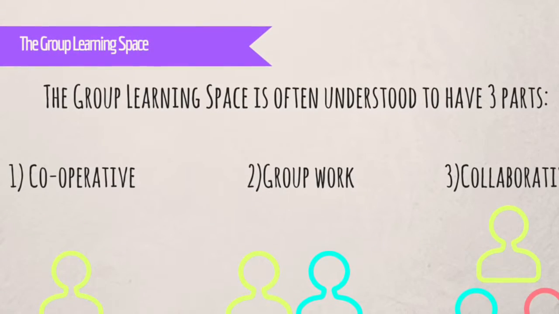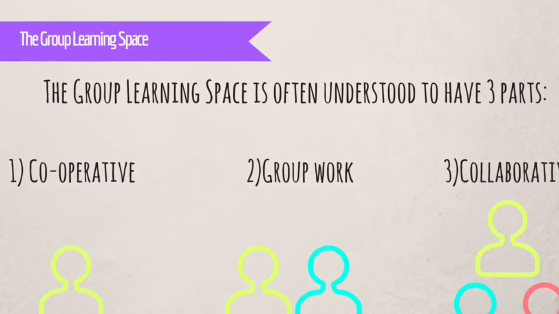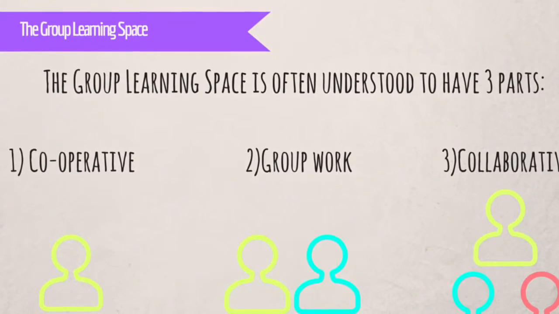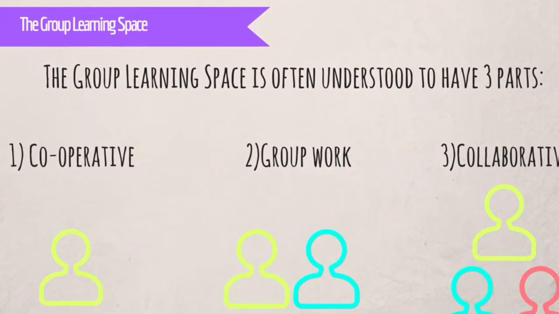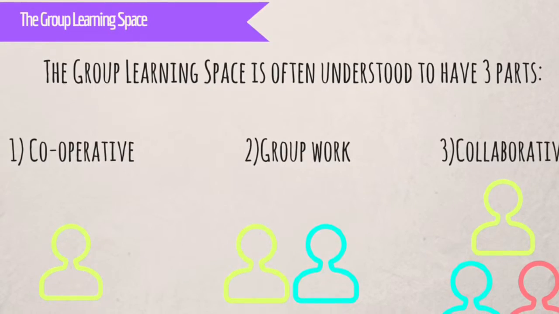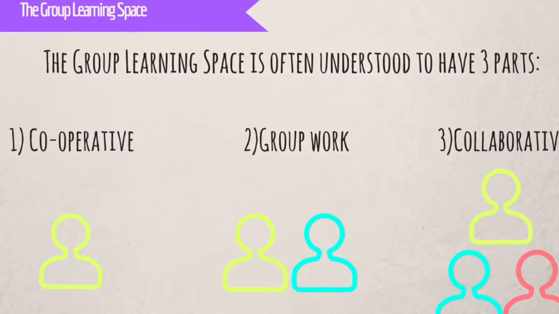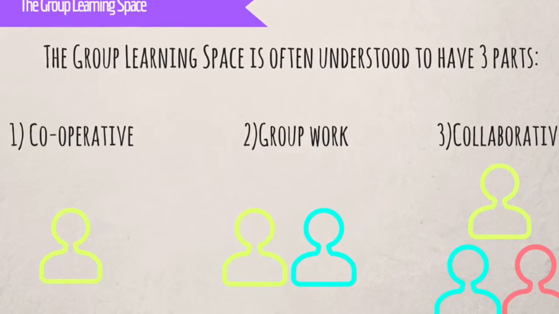The group learning space can be defined in 3 parts. Cooperative, which relates to students working towards learning something rather than just completing a task. It has more meaning, which leads to increased learning outcomes and allows for individual accountability and equal opportunities.